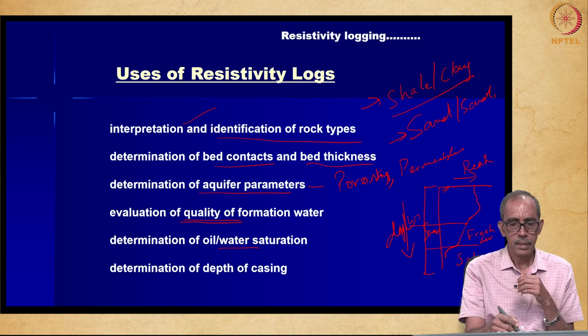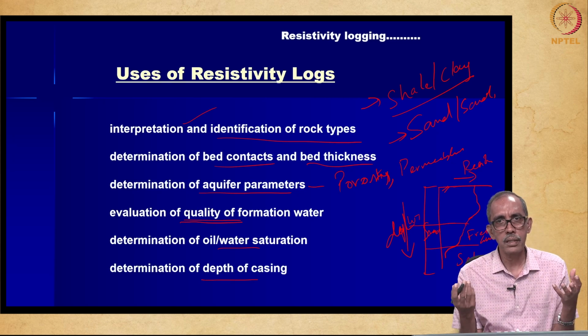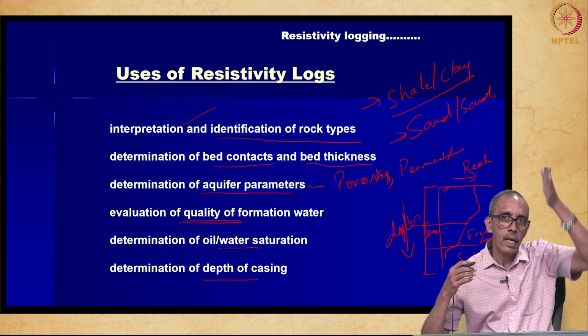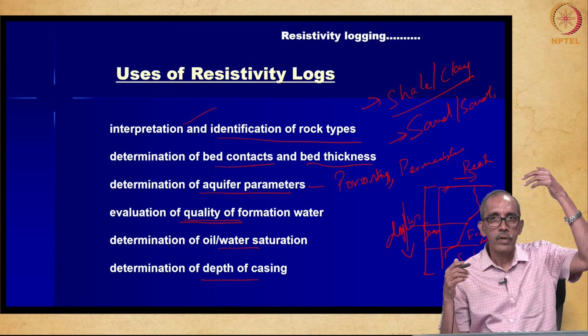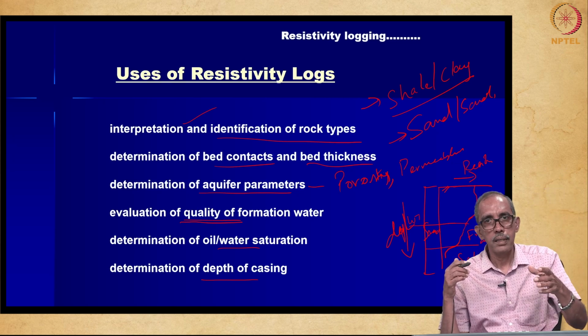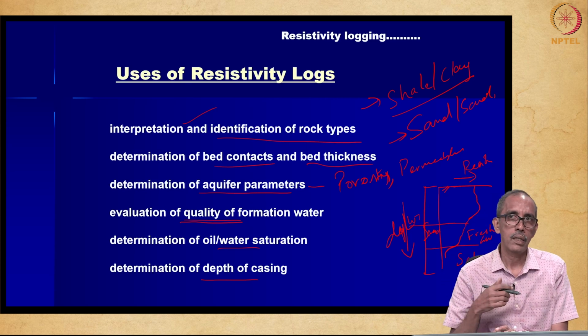And obviously, if the hole is cased with metal casing, we cannot do resistivity logging. Very easily, the log will show the same value everywhere. So, suppose it is an abandoned well, and we do not know up to what distance they have cased, we will be able to get that from resistivity logging.